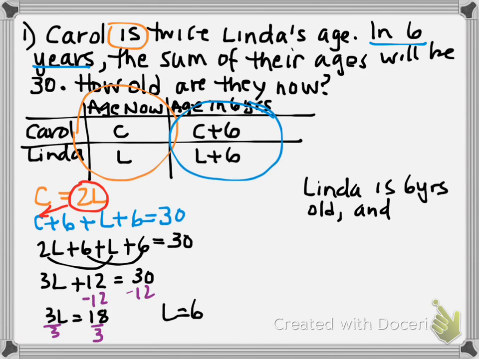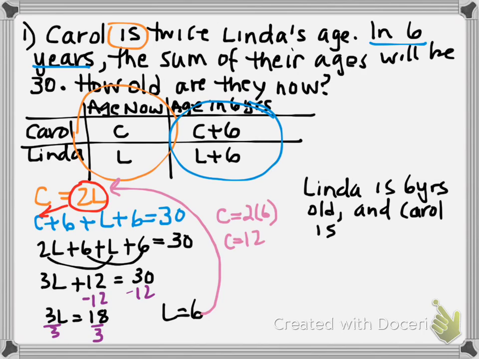And I'm going to figure out the other gal's age. So all I'm going to do is take this and plug it into this equation. So I get C equals 2 times the L value of 6, and I get C equals 12. So I continue on with my answer, and Carol is 12 years old. Okay, and that's the problem.